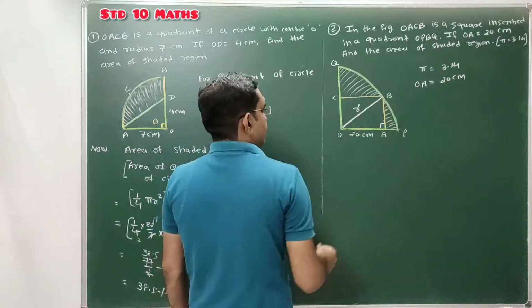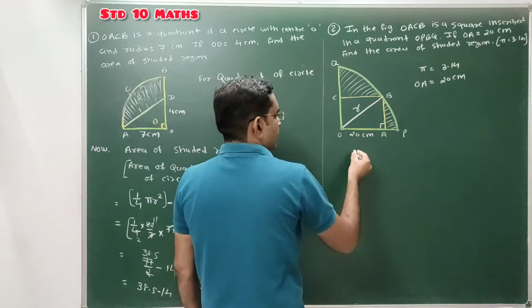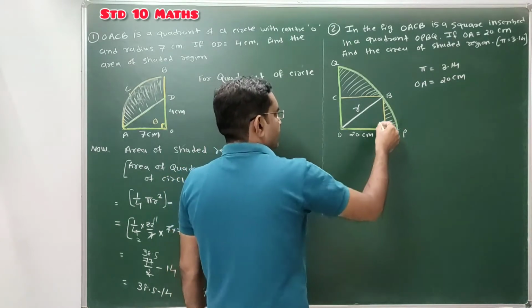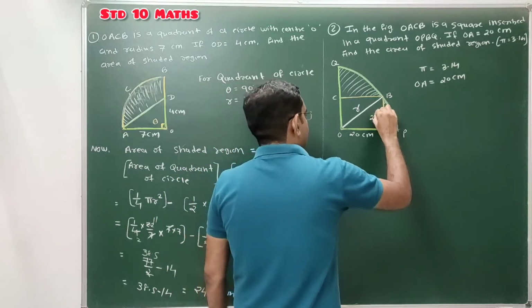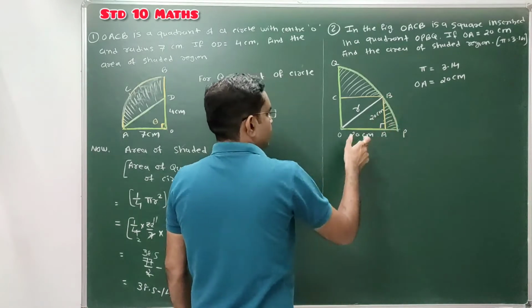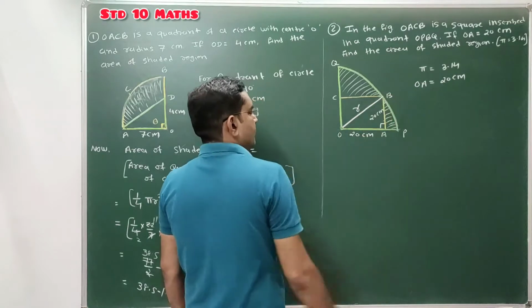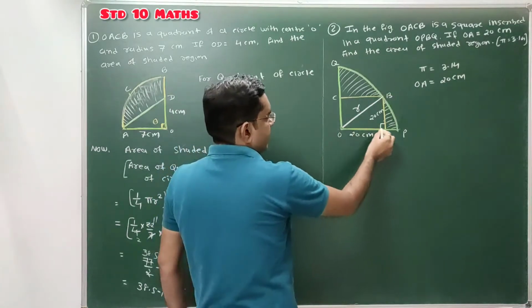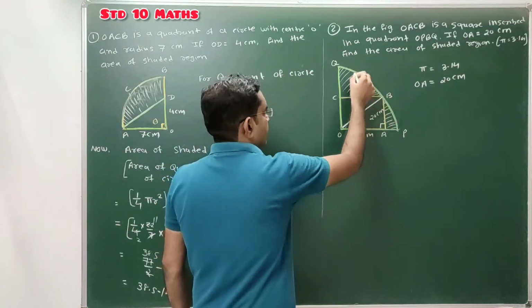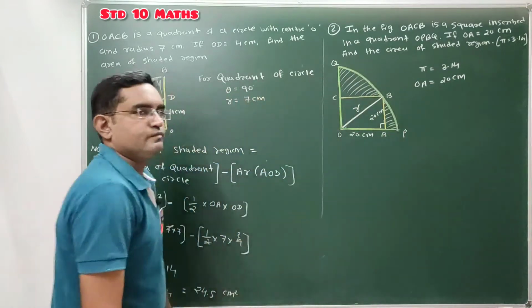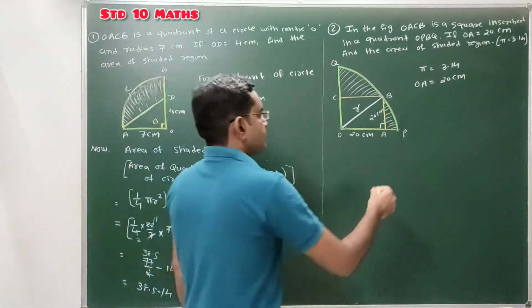In square, two sides are equal. So if this OA is 20 centimeter, we can say AB is also 20 centimeter. So these two sides are equal. Right angle triangle is there. By using Pythagoras theorem, we can find the length of this OB, that is the hypotenuse of this right angle triangle, and that OB is nothing but the radius for this quadrant of circle. Clear?